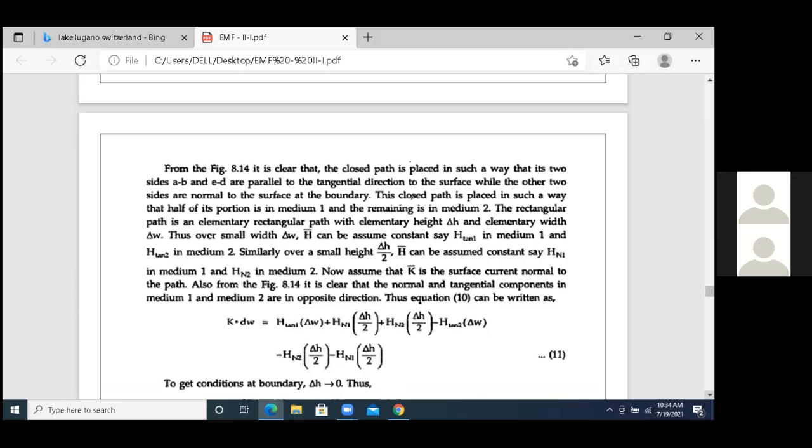So from the figure, it is clear that the closed path is placed in such a way that its two sides, A and B and C and D, are parallel to the tangential direction to the surface, while the other two sides are normal to the surface at the boundary. So this closed path is placed in such a way that half of its position is in medium 1 and the remaining is in medium 2.